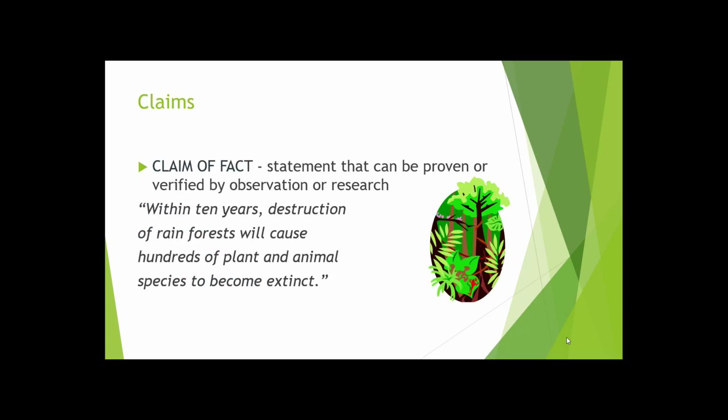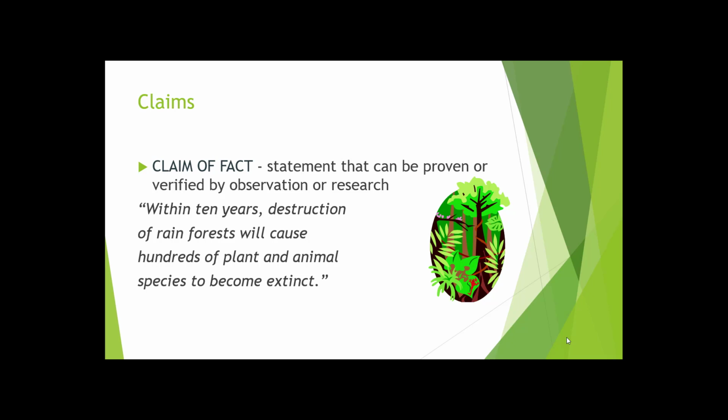All right, so now let's talk about different types of claims. The first is claim of fact. This is a simple statement that is either something that can be proven and verified by observation and research, or something that can be disproven. A claim of fact is either true or false. There's not much of an argument here. There's not really something about which reasonable people can disagree.